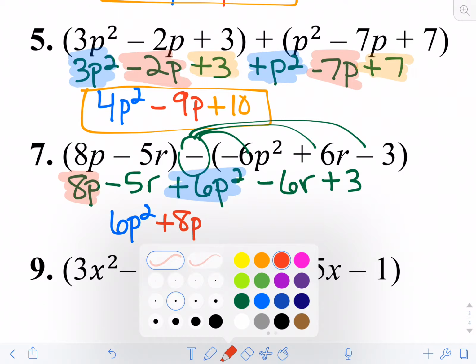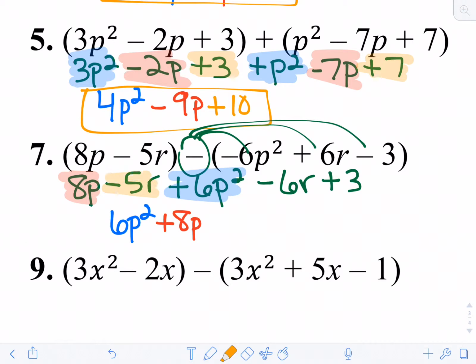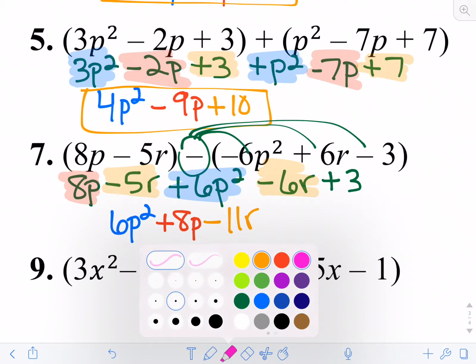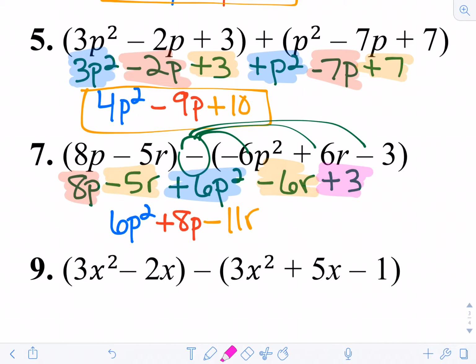Then I'm going to look. I see that I have r's. Let's see, I want orange. There we go. Negative 5r and a negative 6r, so I have a total of negative 11r. And then I just have this little 3 hanging out here by himself, nothing else to combine with him, so I'm going to write down plus 3.